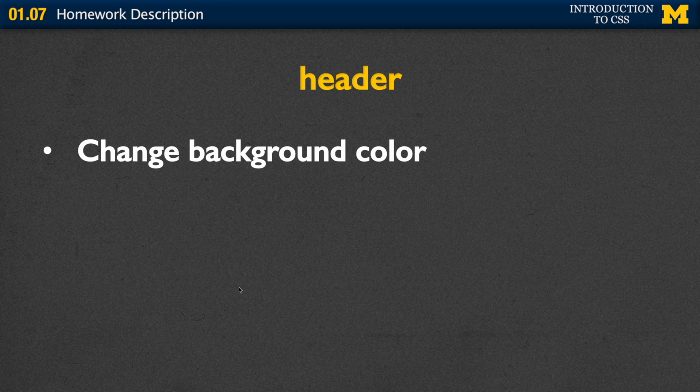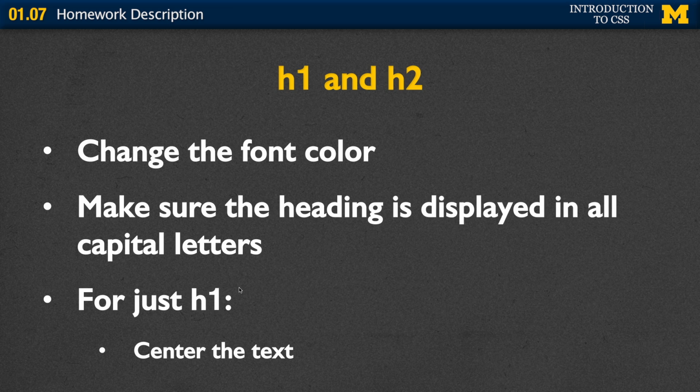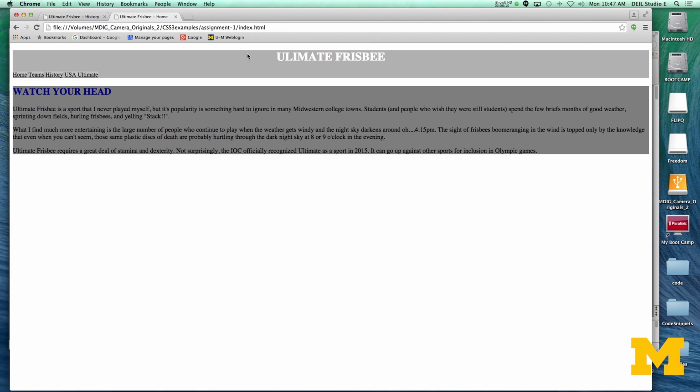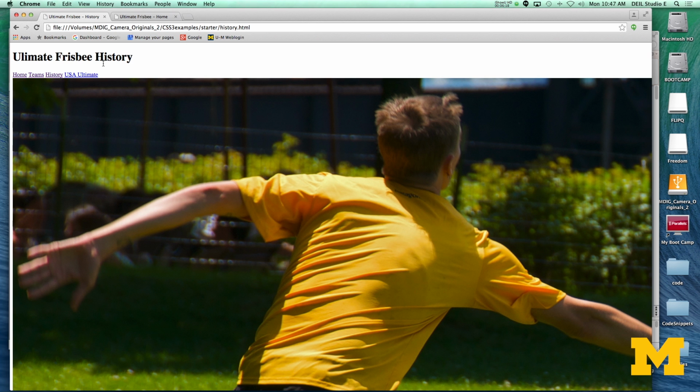For your header, it's pretty straightforward. I want you to go in and add a background color. For your headings, both H1 and H2, I want you to change the font color. Now remember, this is different from the background color. It's the color that the text shows up in. Next, I want you to make sure that all the headings are displayed in capital letters. So if you go back, we'll take a quick look. You can see that Watch Your Head and Ultimate Frisbee are in capital letters, while in the original HTML version, they're in lowercase. So I want you to use CSS to make that change.